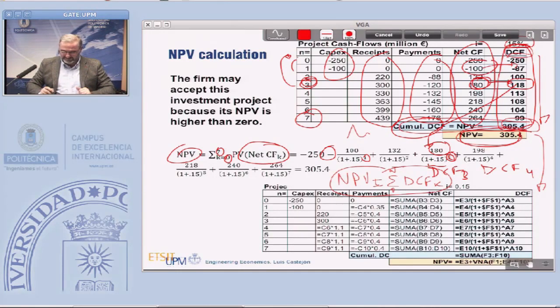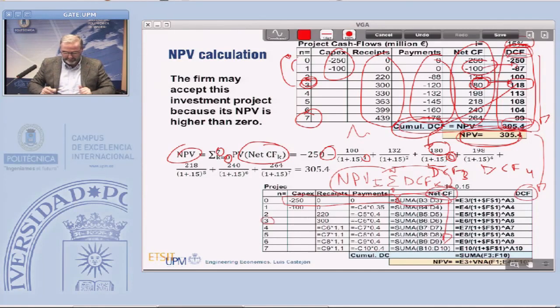So what is important for us is to know how we calculate the net cash flow. How do we calculate the net cash flow? We use the Excel formula SUM, from cell B3 to D3, so we are assuming this range, and so on for every year. And then what is the discounted cash flow for every year?